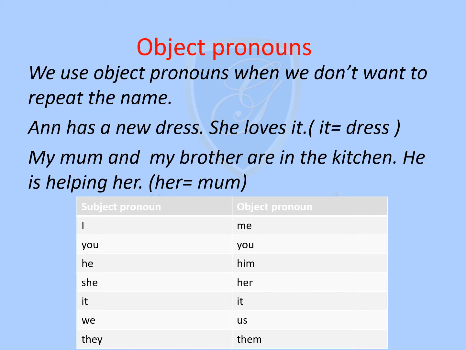We say her. So, in the case of I, the object pronoun is me. You, the same. He, him. She, her. It doesn't change. We becomes us and they, them.